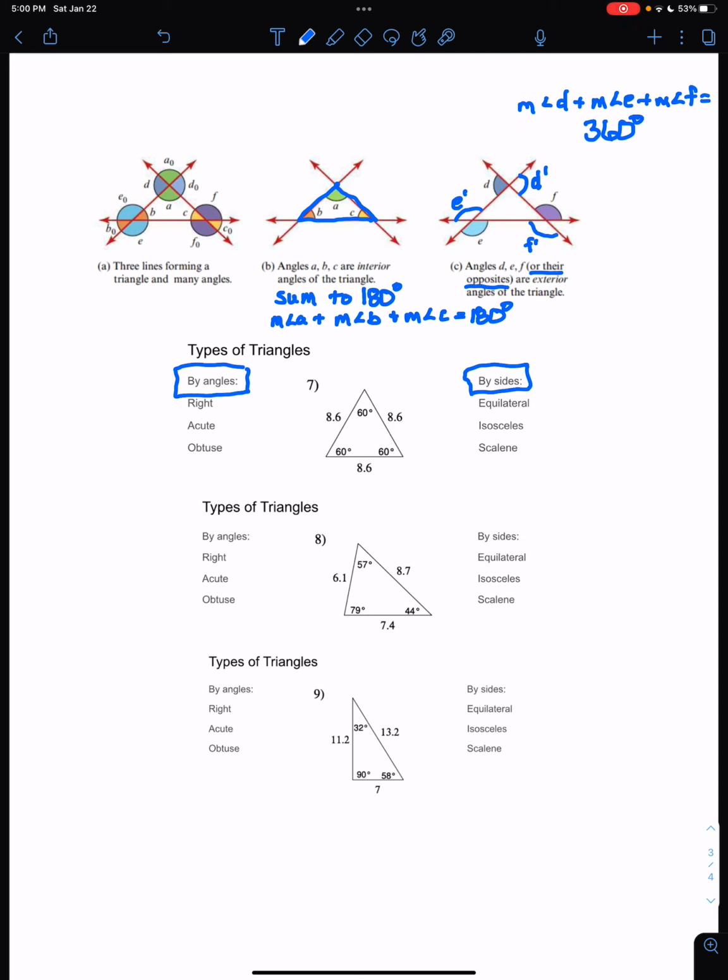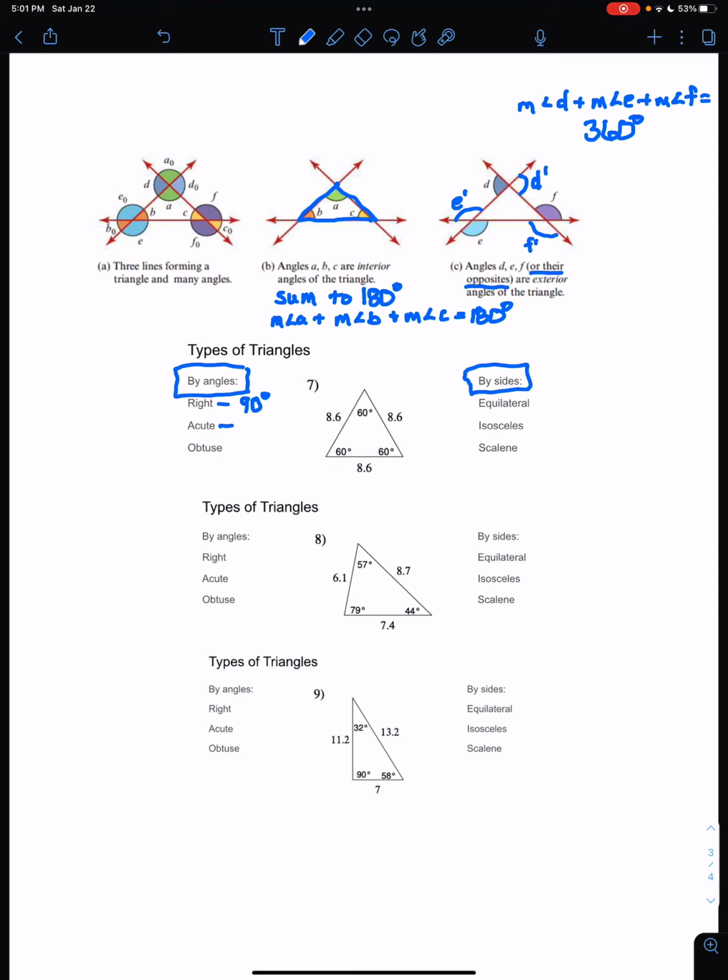A right triangle has one of the interior angles of the triangle is a right angle, which means it is 90 degrees. So a right triangle has a right angle in it. An acute triangle. Oh, isn't that a cute triangle? Sorry, I had to make that pun.